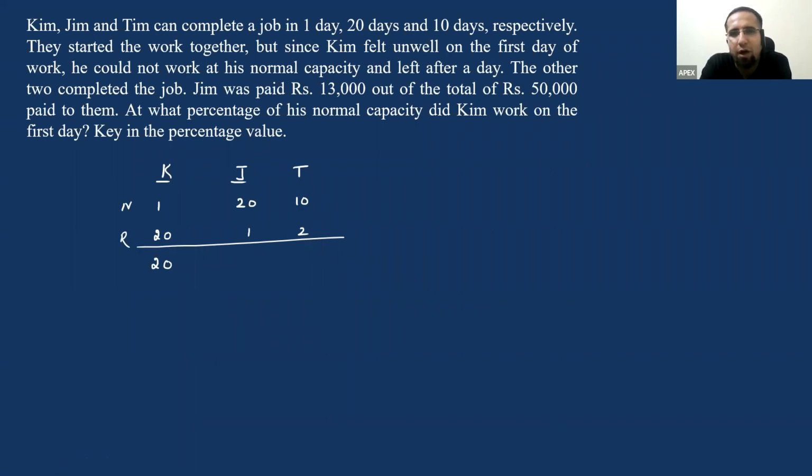Kim felt unwell on the first day and could not work at his normal capacity, and left a day after. So Kim only worked for 1 day. That means for 1 day, we have Kim plus Jim plus Tim. So these two are working 3 units, 1 plus 2. Let me assume Kim has completed only A units per day.